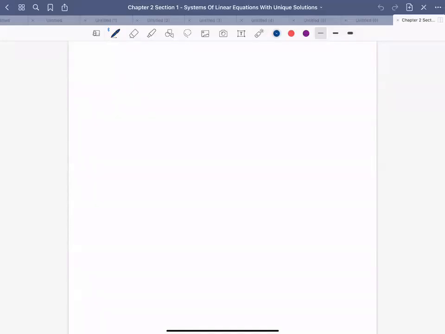All right, so this lesson is going to be from our starting chapter 2 and section 1. You can see the titles up there at the top. Chapter 2, section 1, systems of linear equations with unique solutions.